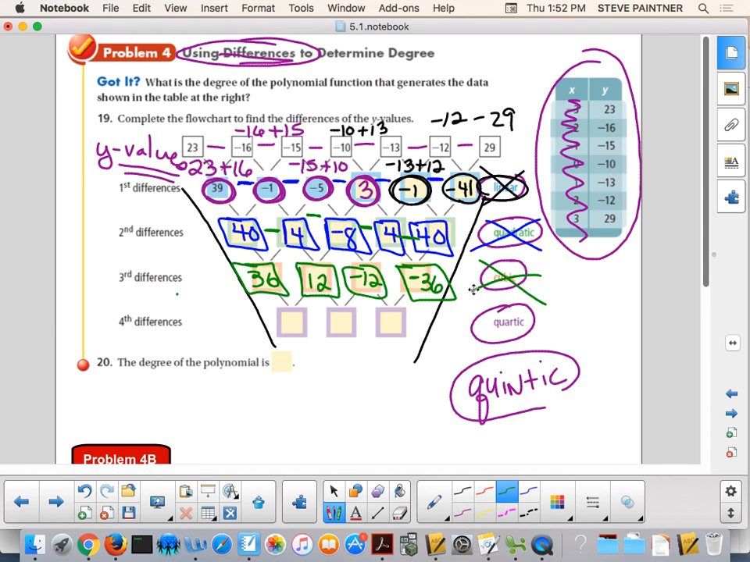The last one is, subtract again. 36 take away 12, 24. 12 subtract negative 12, 24. 24.